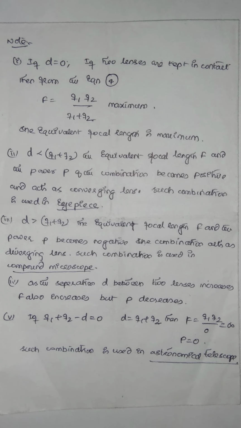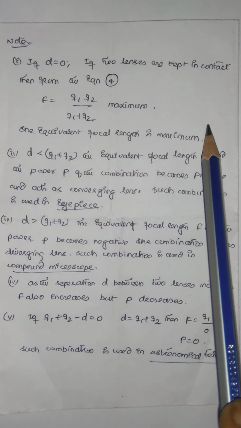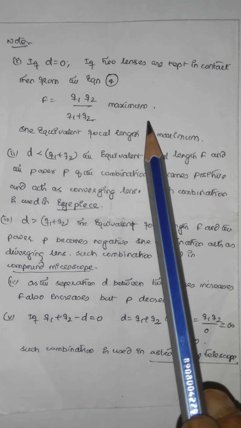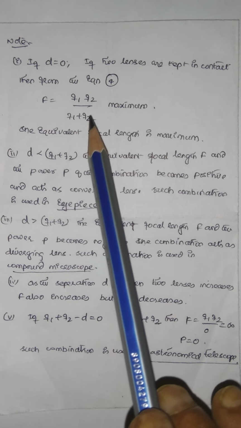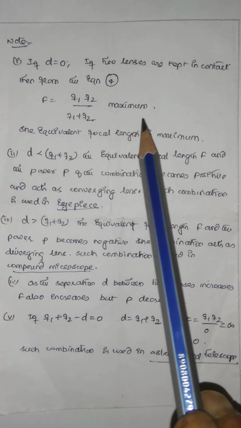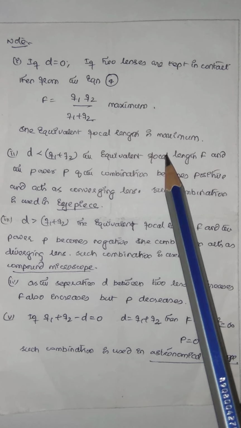Now we shall understand the following points from this above expression. If D is 0, that means if the separation is 0, two lenses are kept in contact. That means in the absence of the separation, that is D is 0, then F is equal to F1 F2 by F1 plus F2 is maximum. That means equivalent focal length is maximum. This is the first condition.